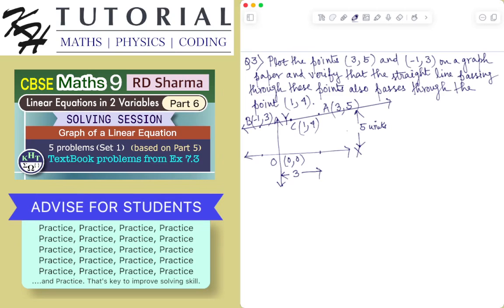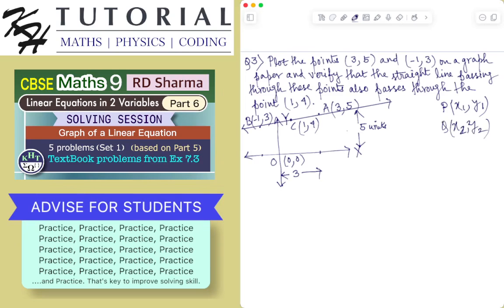The idea is that if you have any 2 points, let's say P, whose coordinates are (x1, y1), and there is another point on the graph whose coordinates are (x2, y2), then if we join them, it will be a line.